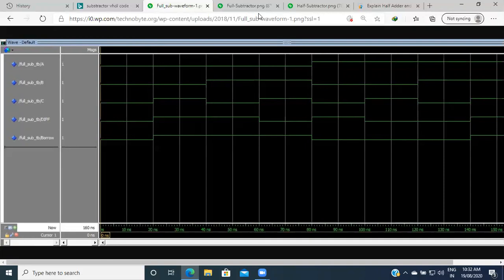So we will conclude today's lecture. In the next lecture, we start with the multiplexer, and how we are able to write the code for the multiplexer.